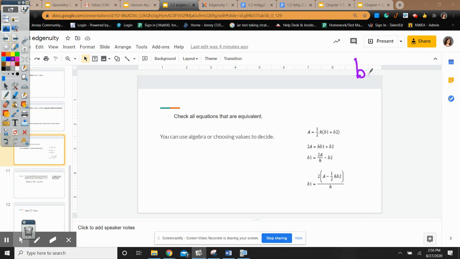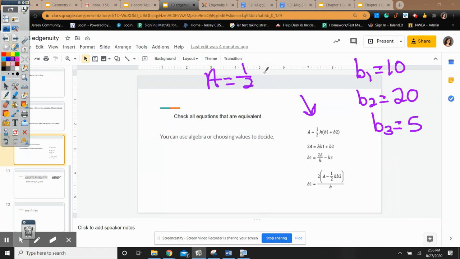variables here. Let's say that B1 is 10, B2 is 20, and B3 is 5. So what would the area be? Area would be 1/2, oh, not B3, excuse me. This will be H. 1/2 of 5 times 20 plus 10 is 30. So we type it on our calculator. We get 75. So the area is 75 when these go together.